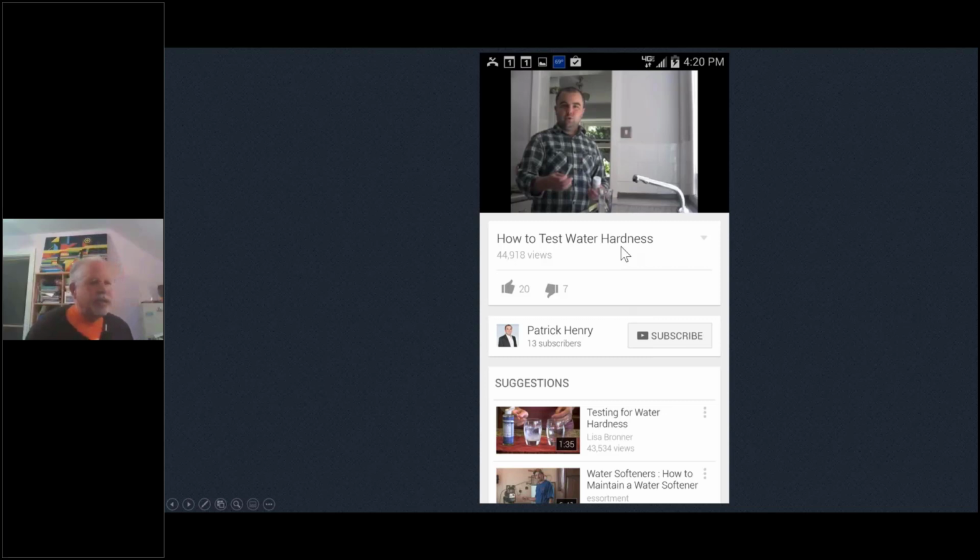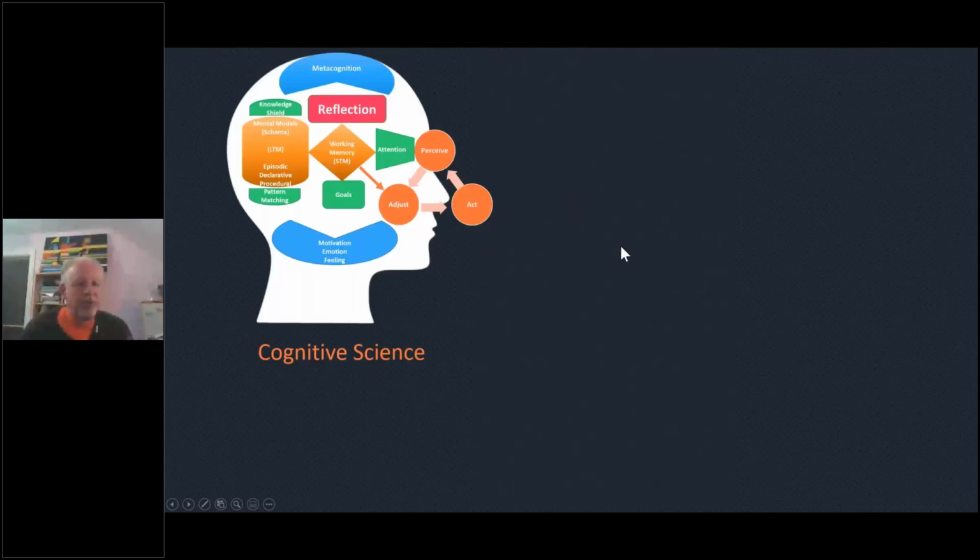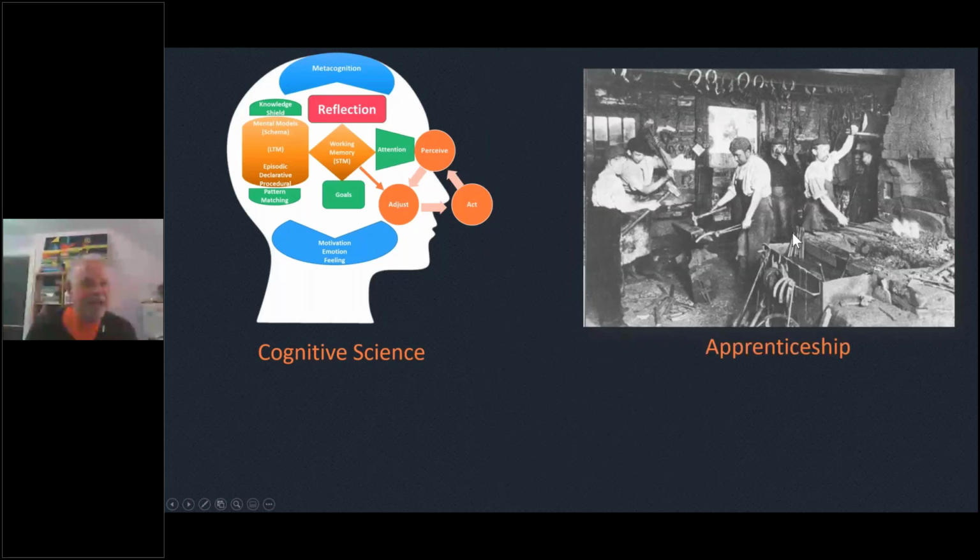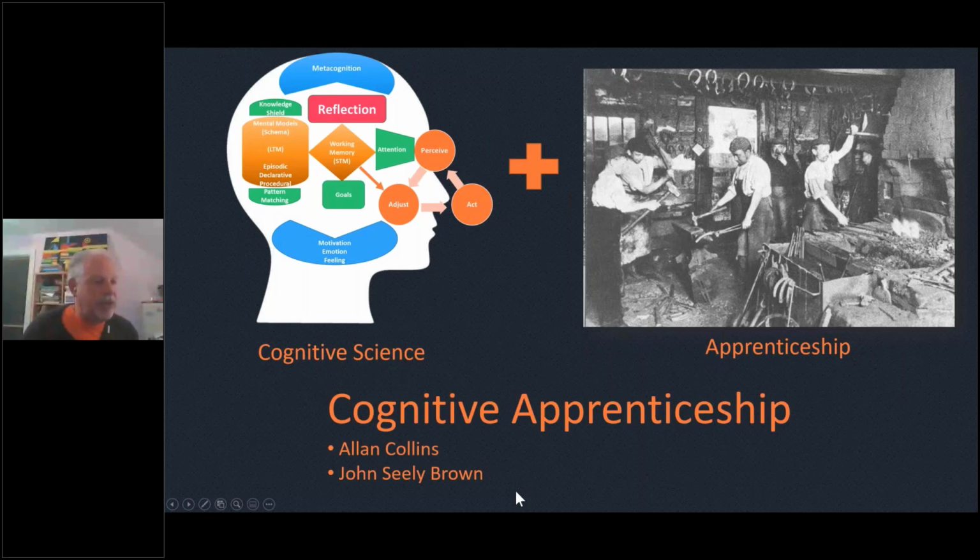So that's an example. Here's the cognitive science. In some ways, if you take apprenticeship learning, which is learning by doing and getting feedback, but it's not scalable, and you apply technology to cognitive pieces, you get what's called cognitive apprenticeship, which was developed when I was in grad school by Alan Collins and John Seely Brown. It took the best of apprenticeship and the best of cognitive learning, and then we add technology to that. That enables us to design learning experiences that really get results.